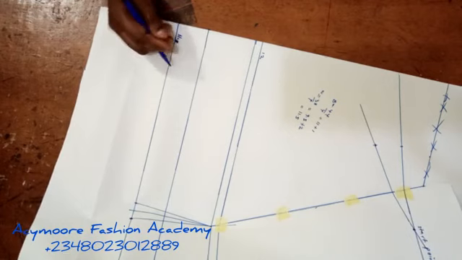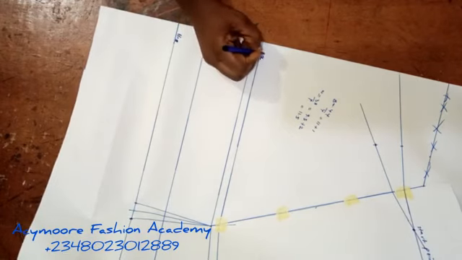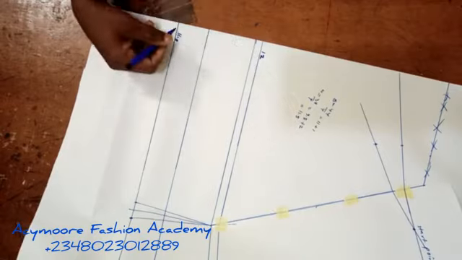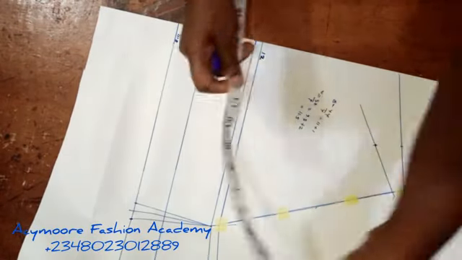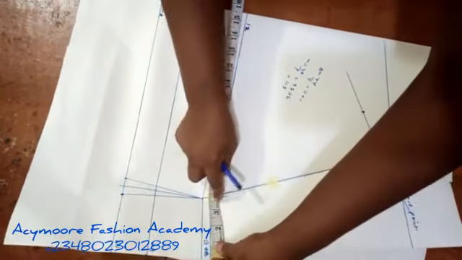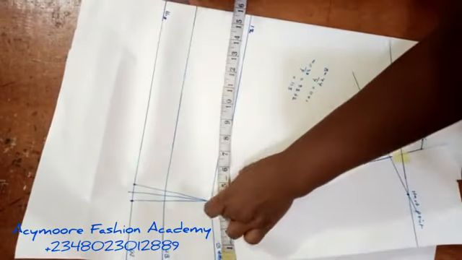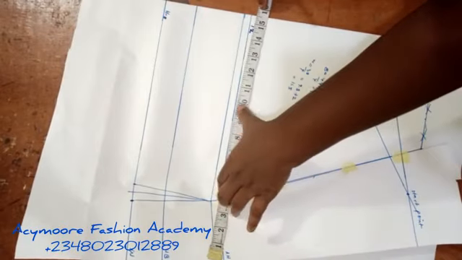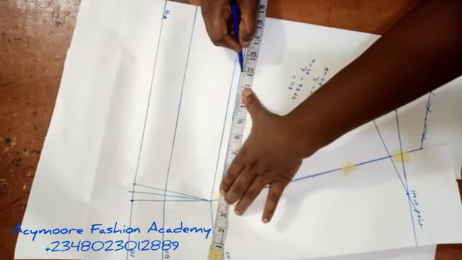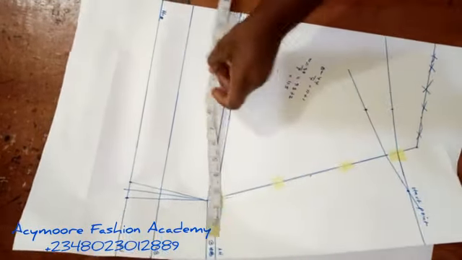11.5, and then I have 12 here. I have 12 here. I have 11.5. So just watch. I'm going to take my measurements. Just come down like that. Here's my 12, and then I come to the waist.